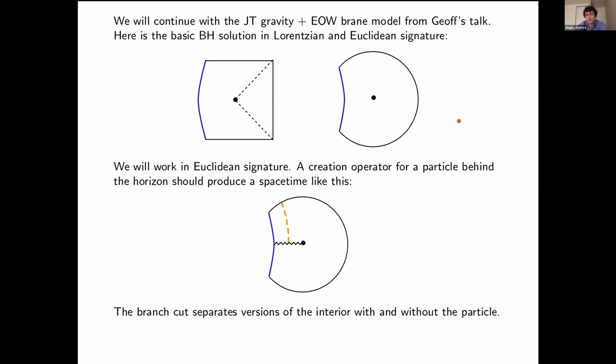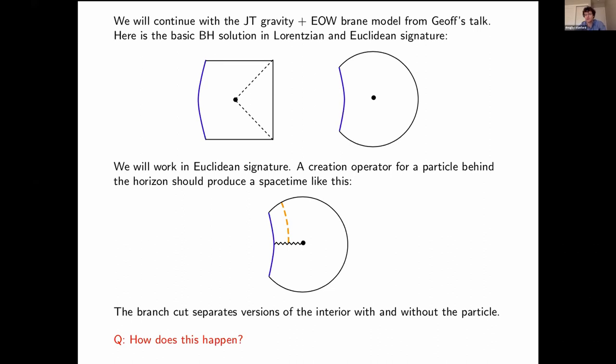And what is our goal? Our goal is to create a particle behind the horizon. We can represent the action of a particle creation operator behind the horizon as giving us a space-time like this. This is the kind of space-time that we want to create. There's a branch cut here that separates versions of the interior with and without this extra particle. The particle is drawn with this dashed orange line. The question is, how does this happen? How do we actually produce a space-time like this by acting in some way on the radiation?